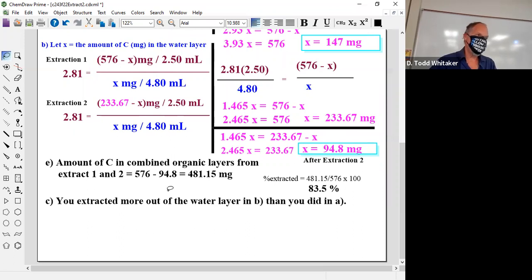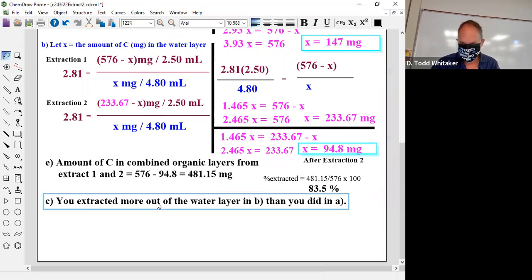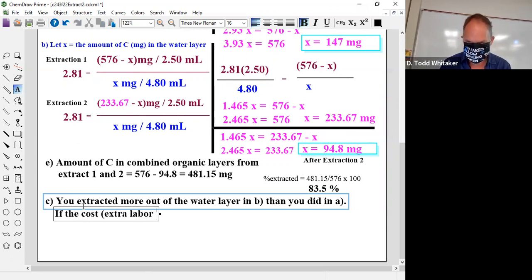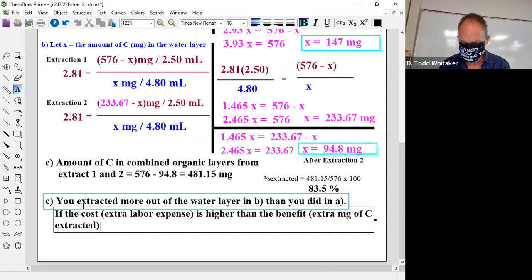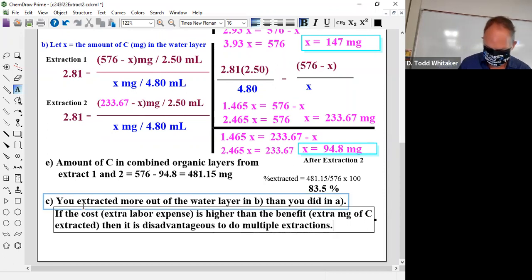Okay. Now, if your cost is greater than your benefit, I'm going to write that down. It sounds pretty profound. If the cost, which in this case is extra labor expense, right, is higher than the benefit, extra milligrams of C extracted, then it is disadvantageous to do multiple extractions. That's it.